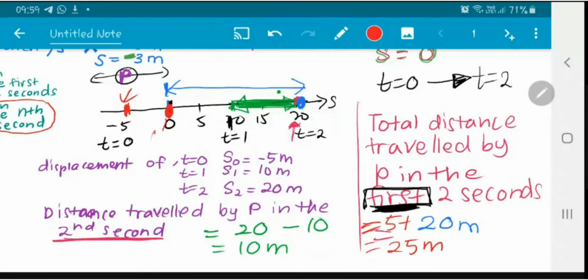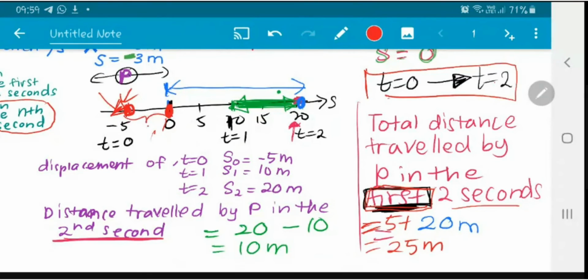Okay, lagi sekali saya ulang, ada dua jenis. Kalau soalan tanya in the first 2 second, dia mesti mula daripada t0. In the first 2 second, t0 sampai t2. T0 dia kat sini tadi. Okay, jadi here to here 5 meter. Lepas tu at 2 second dia dekat sini. Okay, maknanya sini sampai sini 3 meter. Altogether 20 plus 5 jadi 25 meter. Distance travel in the second, dia nak daripada first second sampai 2 second saja kat sini je.